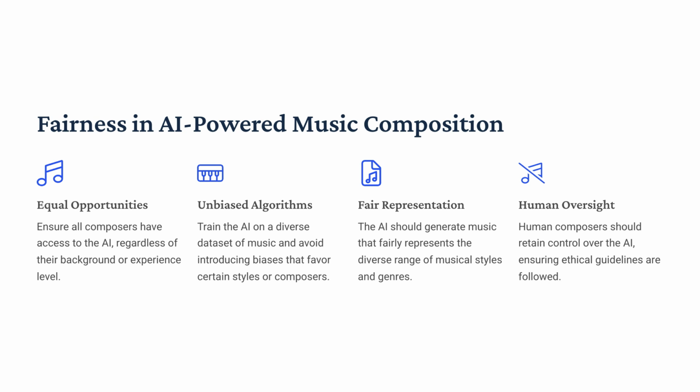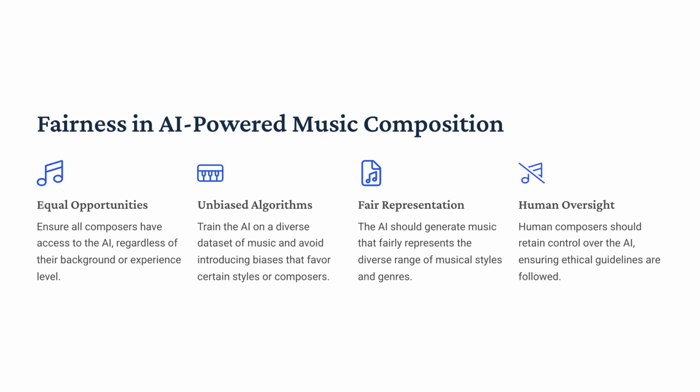We want to make sure of unbiased algorithms, that we train the AI on a diverse data set of music, and avoid introducing biases that favor certain styles or composers. I'll go into the fair representation first and then comment on both of these. The AI should generate music that fairly represents the diverse range of musical styles and genres. For example, if you're making country music and you love slide guitar, but for some reason the algorithm just won't kick out a song with slide guitar, it's going to make you unhappy, and maybe you'll rage quit and go somewhere else.